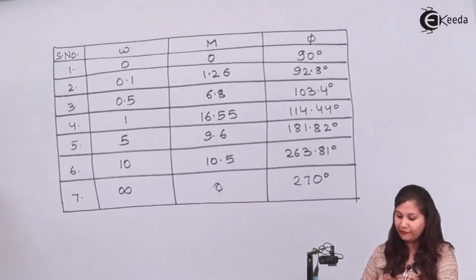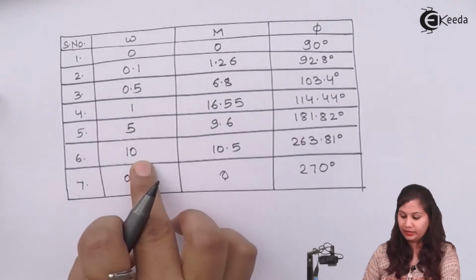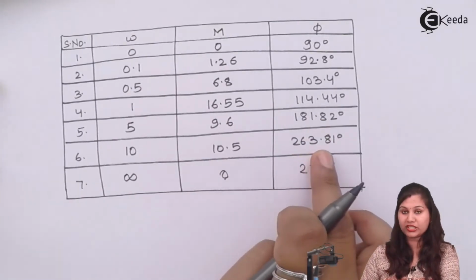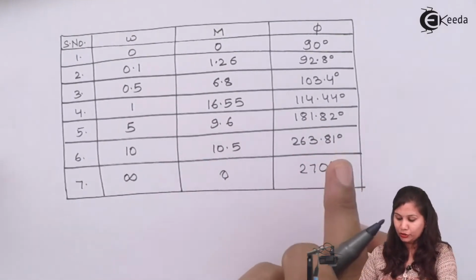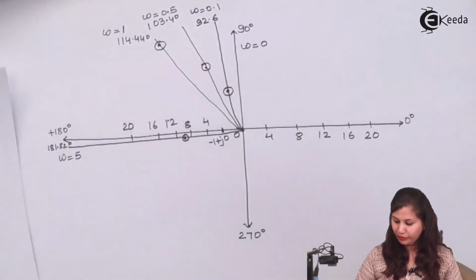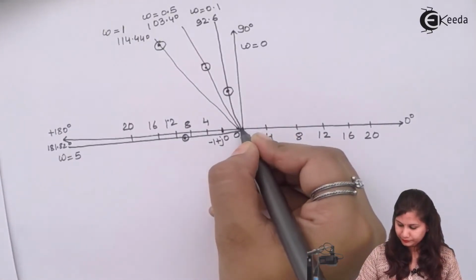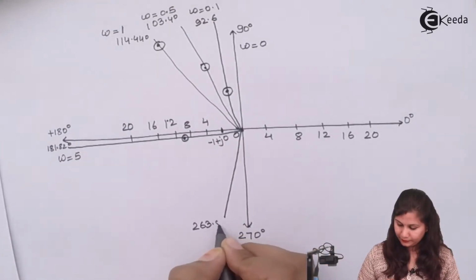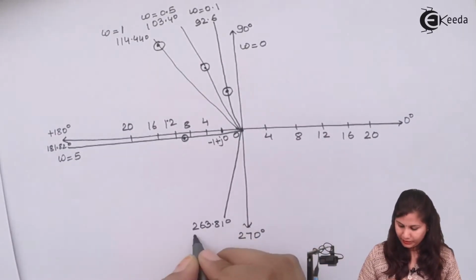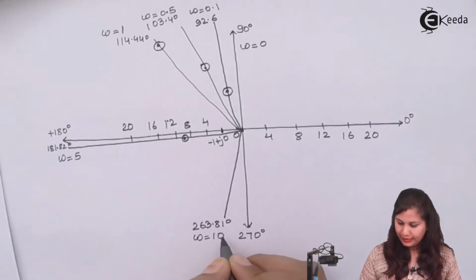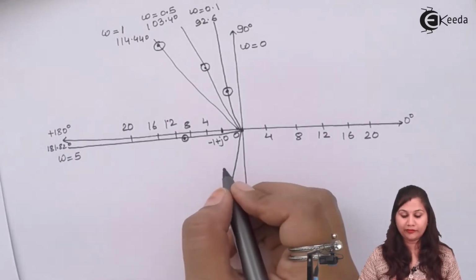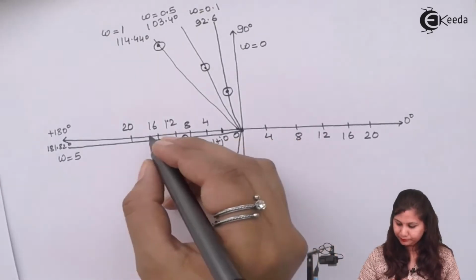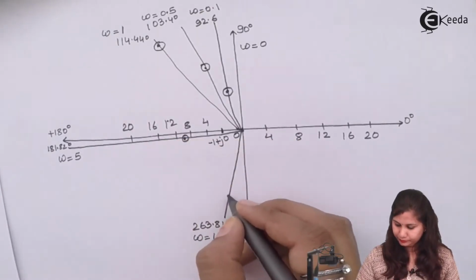Now the next we have omega equals to 10 and the magnitude is 10.5 and phase angle is 263.81 degrees. So we will draw this 263.81. Omega equals to 10 and magnitude is 10.5. So 10.5 magnitude will be here.